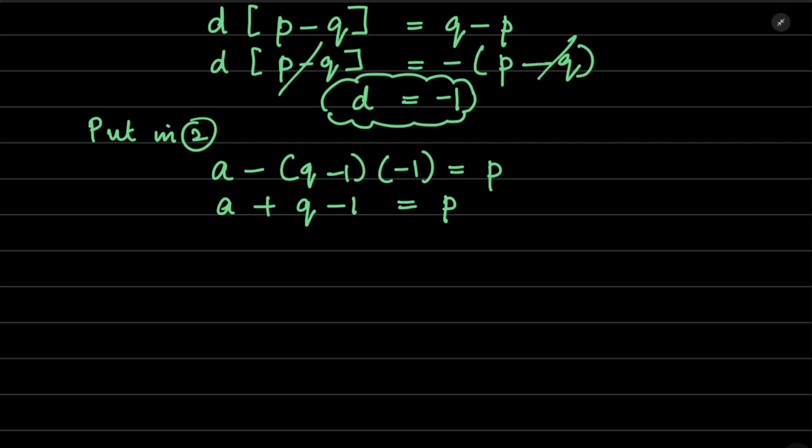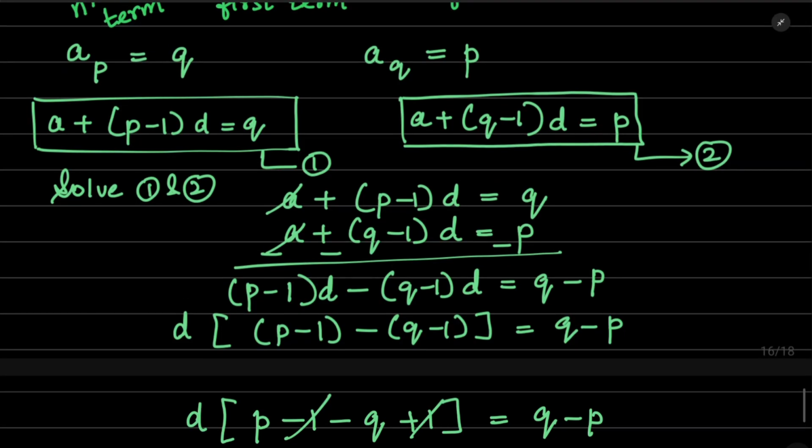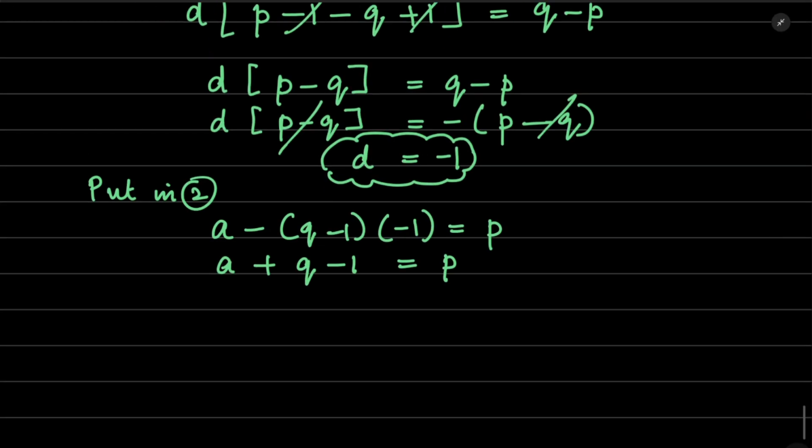Am I doing it correctly? Okay, there is a plus sign here, right? A plus Q minus 1 into D. Since it's a plus Q minus 1 into D, this minus into minus is plus. Okay, so let me redo this again. I have just substituted D here, right?